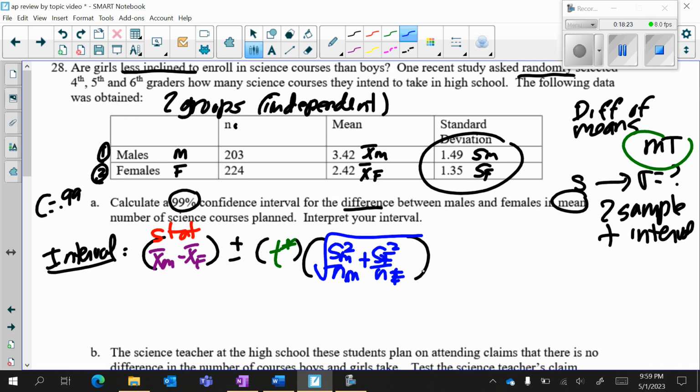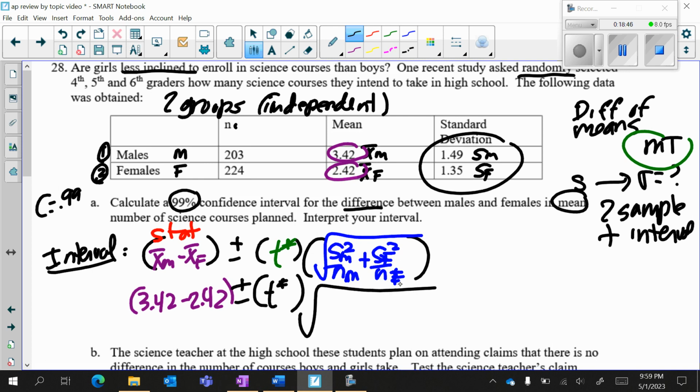Then you just plug in the information from above. The X bar for males was here, 3.42. It is indeed greater than females in this question for those two samples that were taken. Plus or minus. Now T star, you're not going to be able to get the exact value of because you have two samples that are large. So just leave it T star and then let the calculator work its magic later. S1 is 1.49 squared over N1, which is 203, plus S2 of the females over 224.